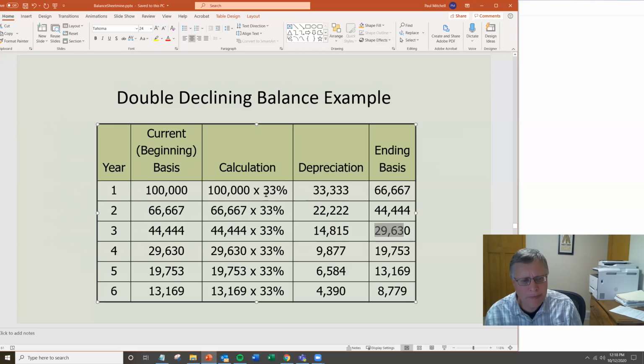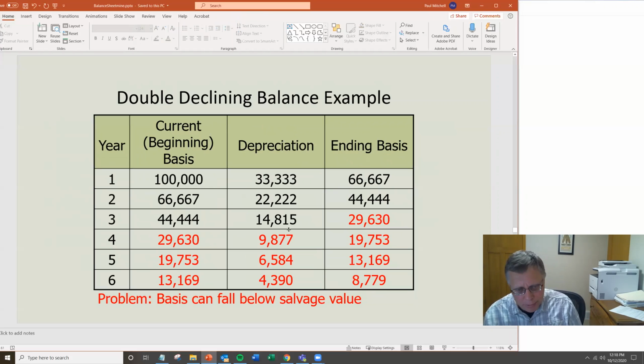And you can see this percent here, the 33%, is the same every period, but the value it's multiplied by declines each year because you take the $100,000 minus the depreciation, and you get down to 66. That comes over here, 33% of that, 33% of 44, 33% of 29, etc. And you work your way down, and you'll notice the actual dollar amount of depreciation starts out large and then quickly falls off.